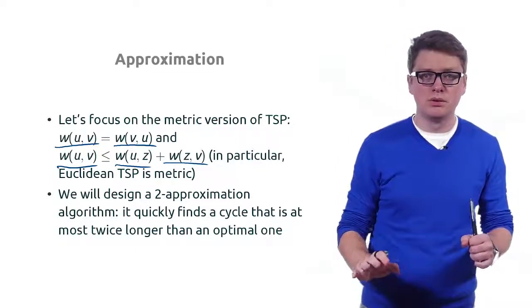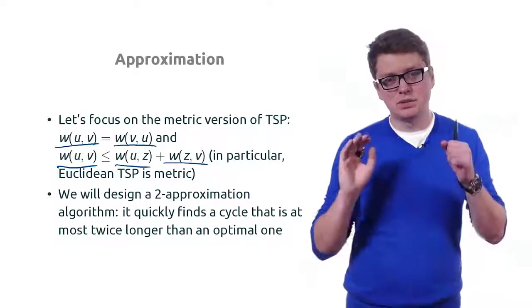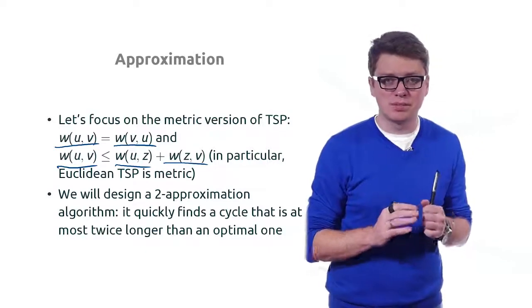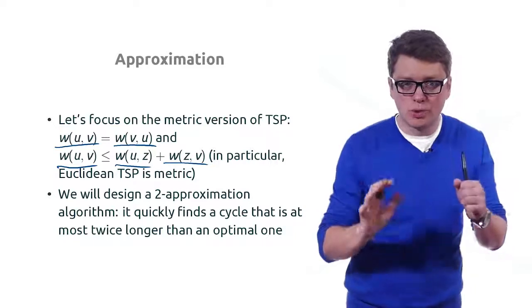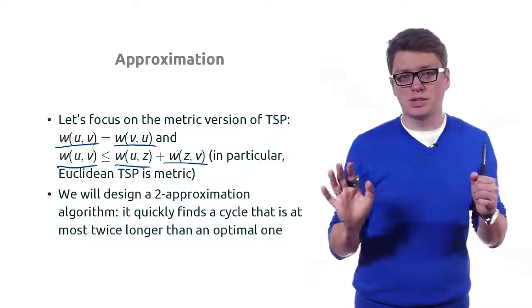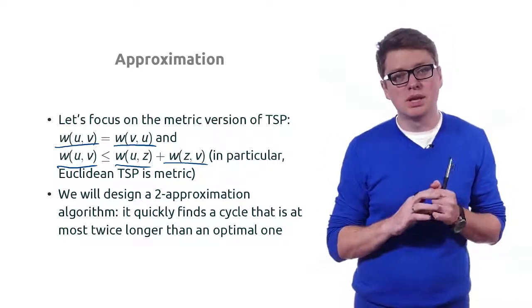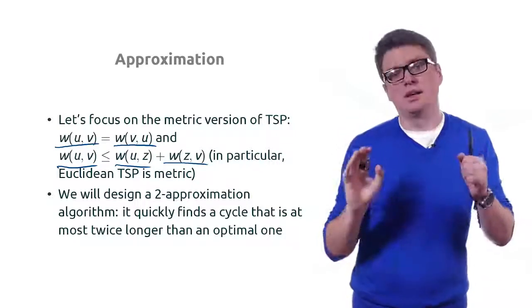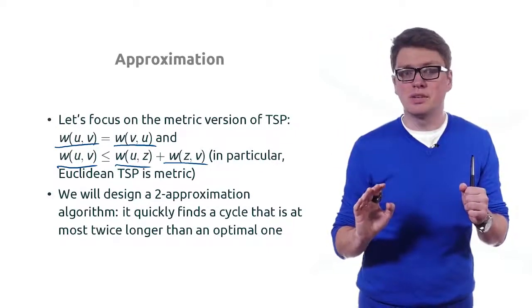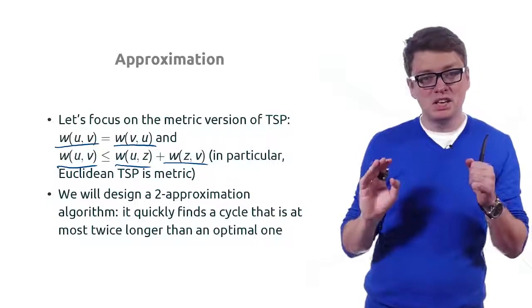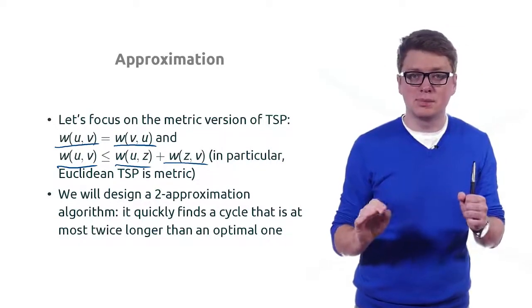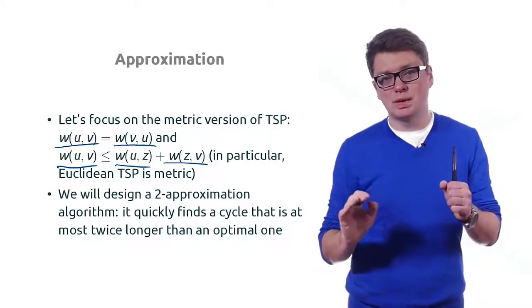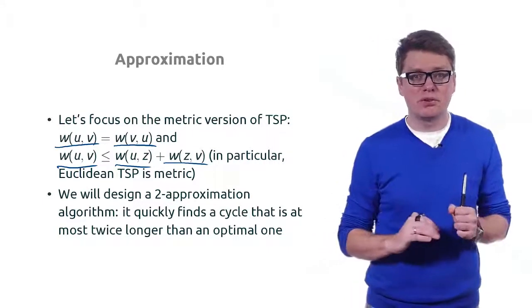And what we're going to do for the metric TSP is to design a very efficient algorithm that is going to produce a cycle quickly and is going to work even on instances in practice with millions of nodes, but the solution is not guaranteed to be optimal. At the same time, it is guaranteed to be at most 2 times longer than an optimal one. Okay, and this is once again called an approximation algorithm.